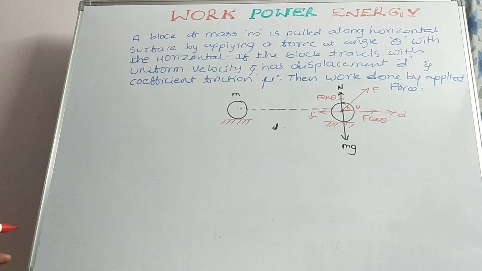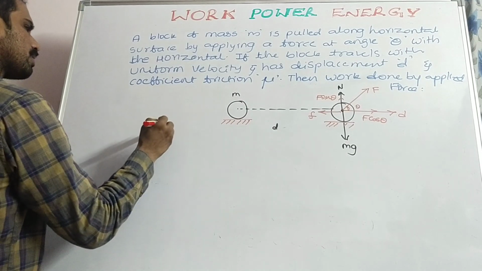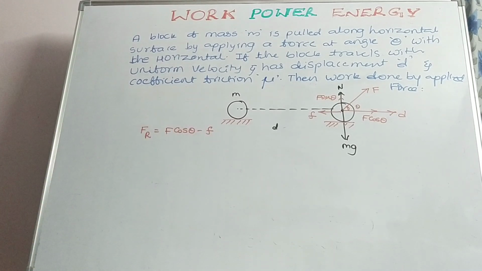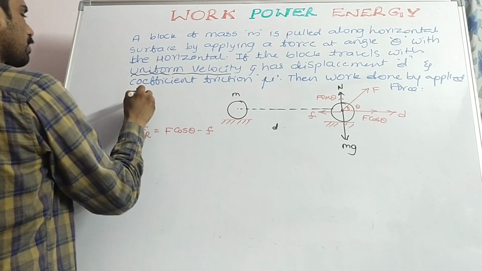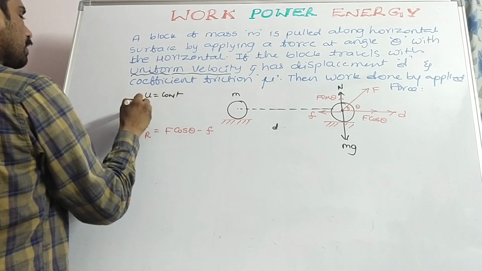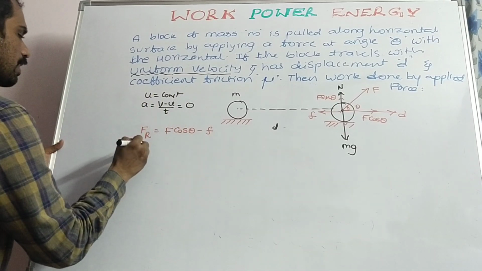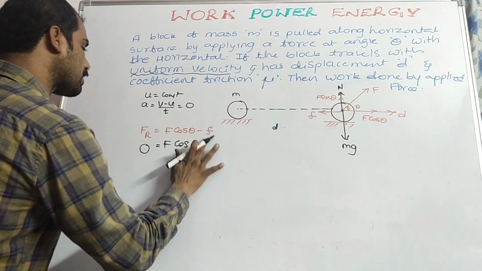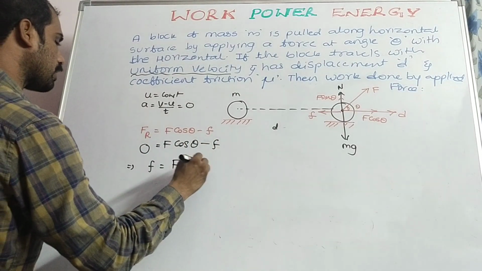So under equilibrium condition, we can write that the resultant force Fr is equal to F cos theta minus f. But in that problem the given velocity is uniform, that is, velocity is constant. Then acceleration a is equal to v minus u by t, which is equal to 0. Hence Fr will be 0, the resultant force will be 0, that is equal to F cos theta minus f. That implies frictional force f is equal to F cos theta. Say that is expression number 1.